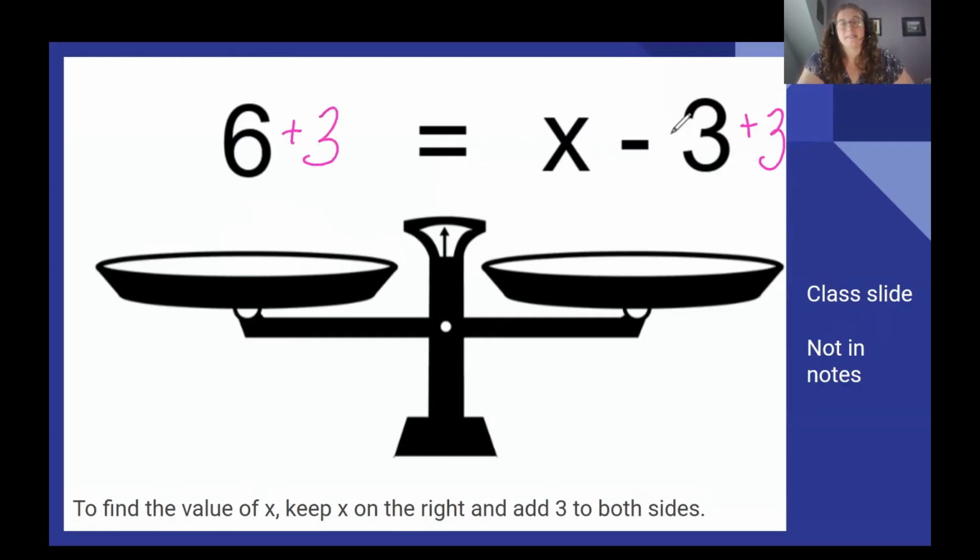Any number and its opposite are equal to 0. So x minus 3 plus 3 is just x. 6 plus 3 is 9. So 9 and x are equal to each other. Our scale is balanced. X equals 9. Right? And we can check this. Is 6 equal to x is 9? 9 minus 3? Yes, 9 minus 3 is 6. 6 equals 6, right?